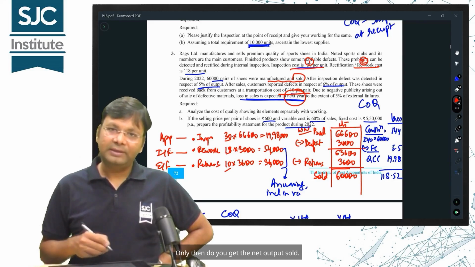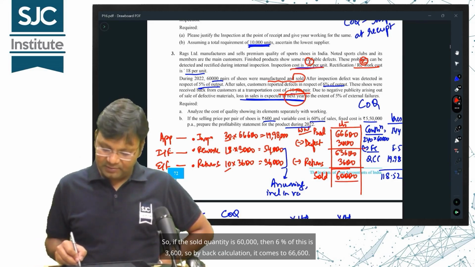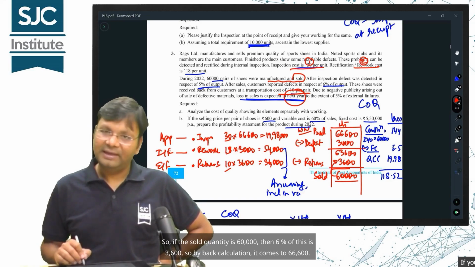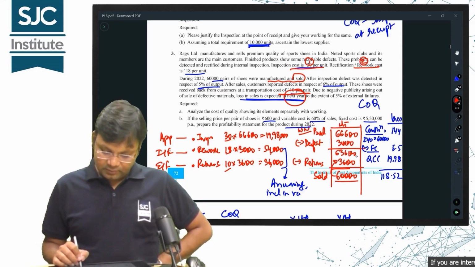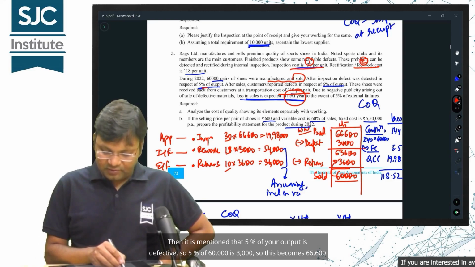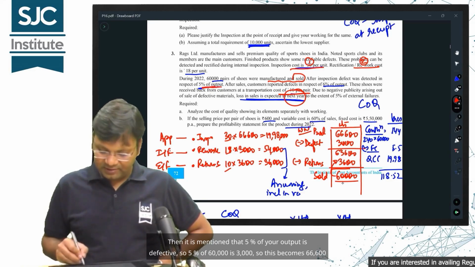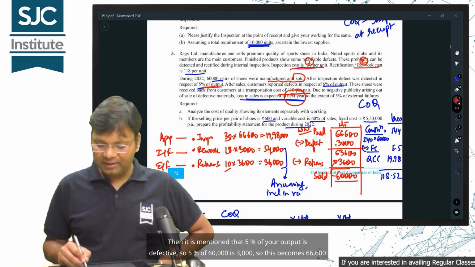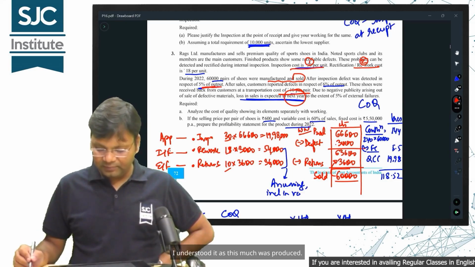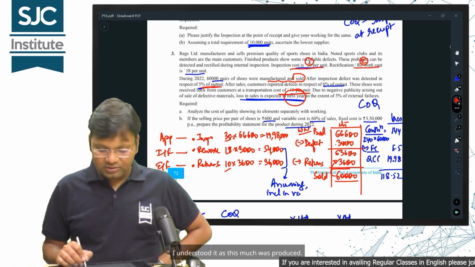So, if the sold quantity is 60,000, then 6% of this is 3,600. So by back calculation, it comes to 66,600. Then it is mentioned that 5% of your output is defective. So 5% of 60,000 is 3,000. So this becomes 66,600. I understood it as this much was produced.